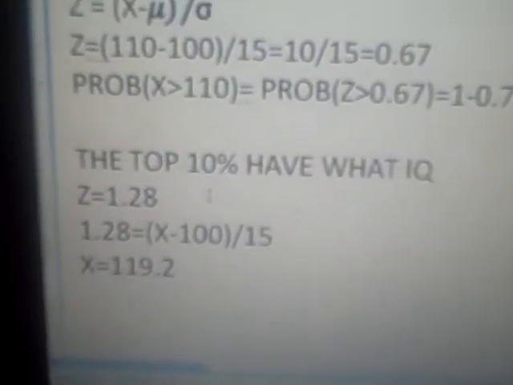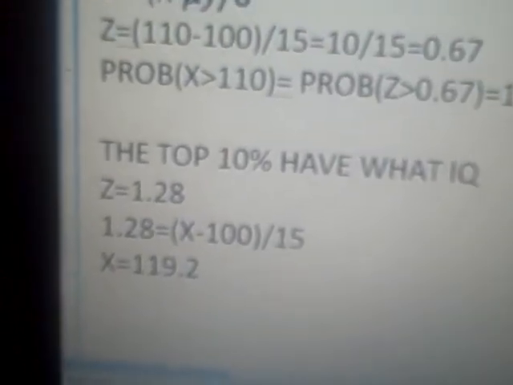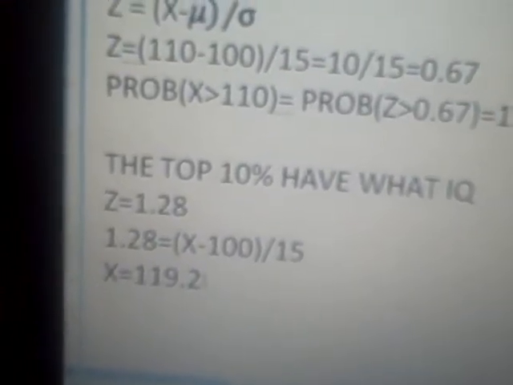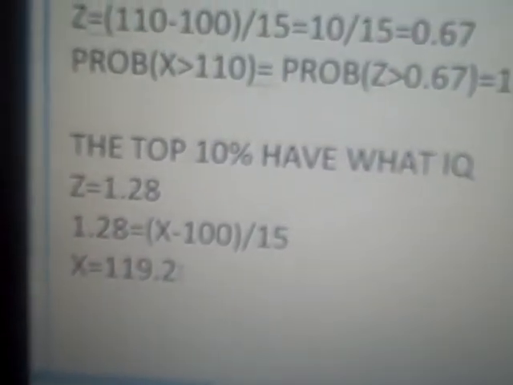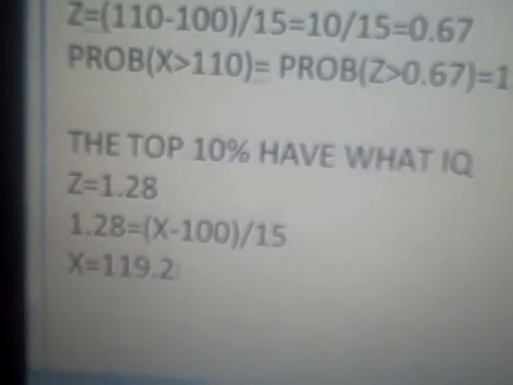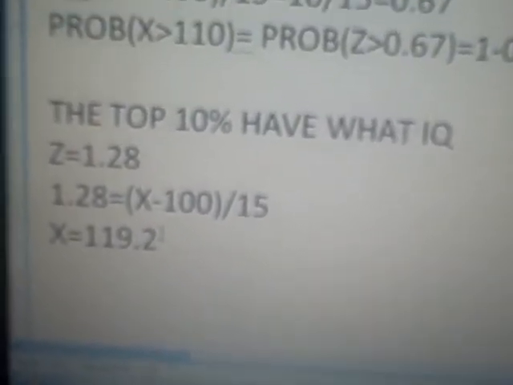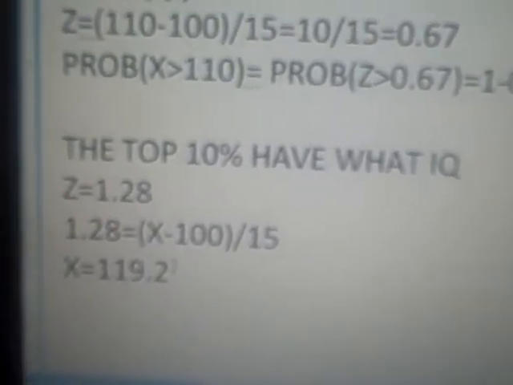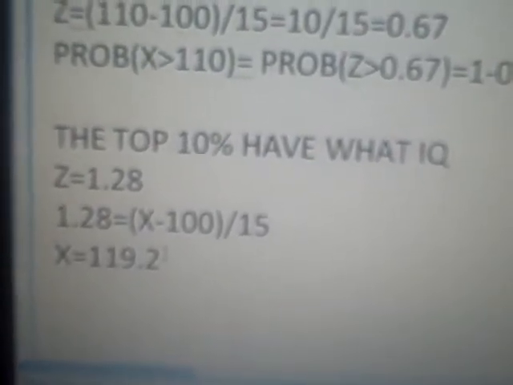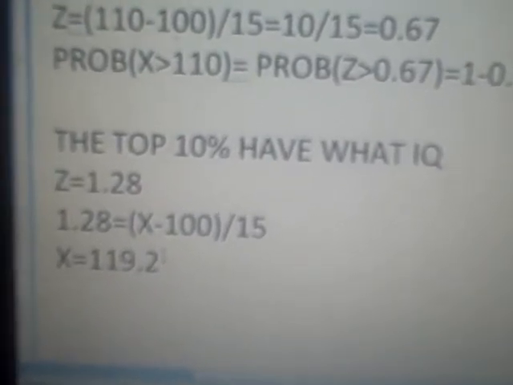So z is 1.28, and 1.28 is equal to x minus 100 over 15, and that comes out to be 119.2. So in order to get into this club, if you have an IQ of 119.2 or better, you can brag that you are smarter than 90% of the people, and you are admitted to this club, high IQs.